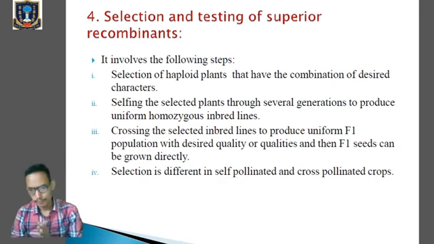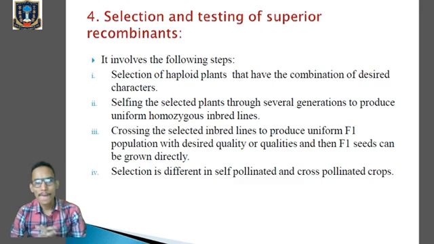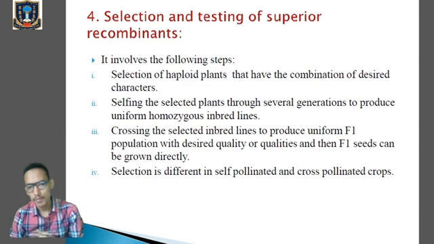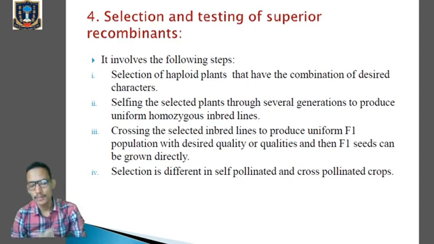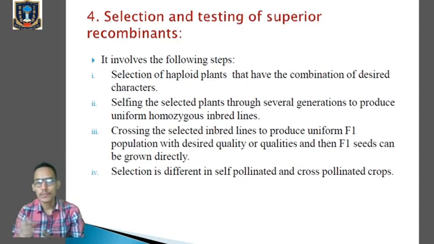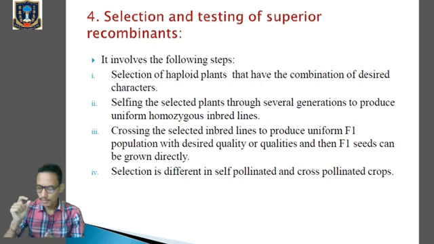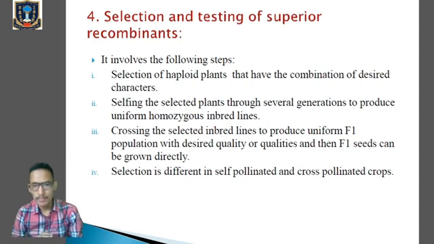Then selfing, which means self-pollination: selfing the selected plants for several generations to produce uniform homozygous inbred lines. After the selection of the hybrid plants, we have to go through self-pollination. That self-pollination will result in the generation of a pure line, where the desirable characteristics will be maintained from generation to generation.